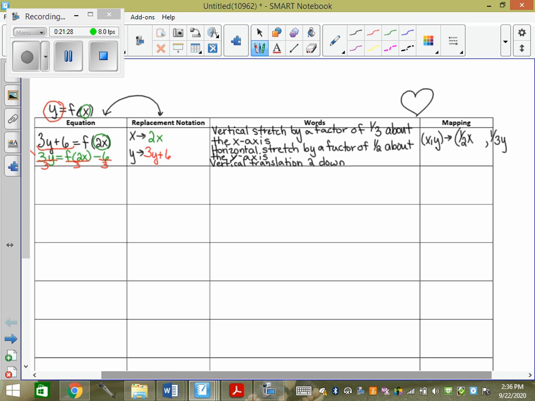Do I have any reflections? No. If I did, I'd multiply by negative 1s. But I don't. All I have left is a vertical translation 2 down. So I have minus 2 from my y. So what numbers I have in words are the same numbers I have in mapping. Same thing. Okay? If you're flipping them, you have a problem. So I'm going to give you one to try where I give you the equation and you try it.